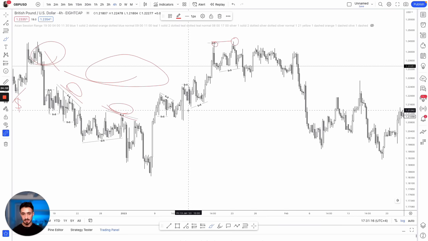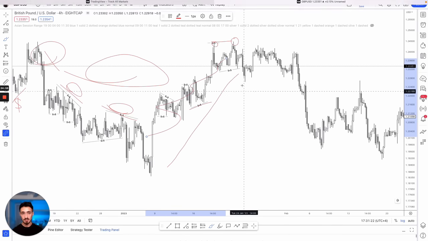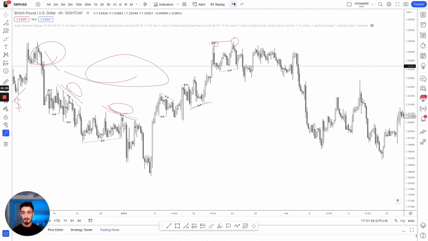Where's the liquidity? The liquidity is at these lows. The liquidity is in this overall void. Price has been on this uptrend, and what has it done? As price goes up, the market makers have had to provide the opposing area of liquidity.